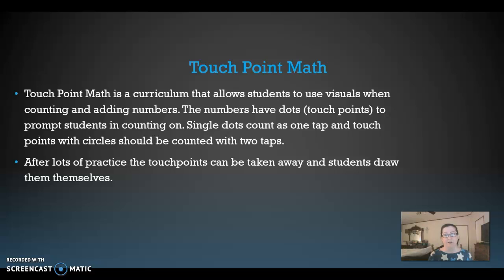And after lots of practice, the touch points can be taken away and students can actually draw them for themselves. This is very helpful for students that need that visual, and that way whenever they see that number, they'll visualize those dots probably forever, and it's a really great way to provide that visual.